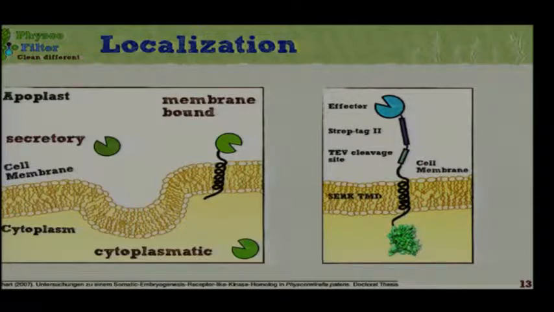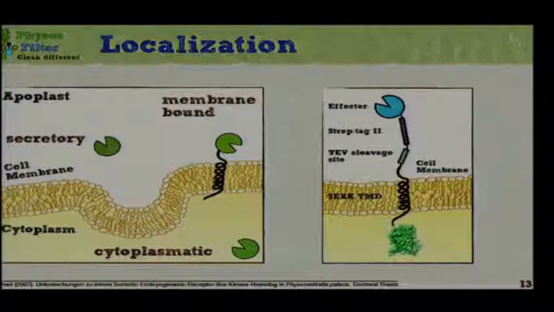And this is how our final construct would look like. And you can see here, on the one side, a GFP, which we will use to check for the localization and integration into the membrane. And on the other side, we here have a TEV cleavage site for easy removability of the effector. And for further experiments, we also included a strep tag.